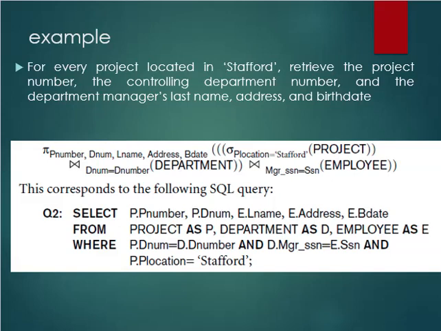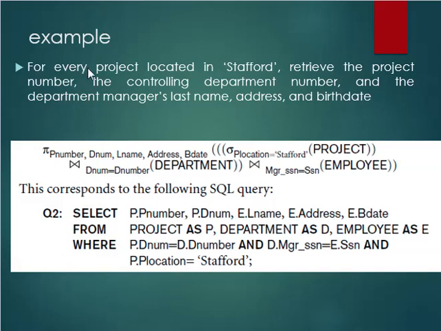After writing the query, here you can see the query: select P number, department number, name, address, etc., with a from clause and a where clause. After writing the query, you have to write the relational algebra operation, so you have to convert this query into a relational algebra expression. Both represent the same operation. One is represented using relational algebra and the other using the SQL query.